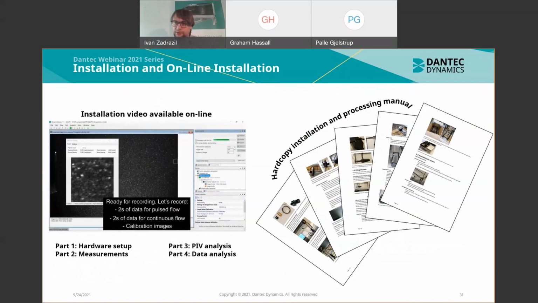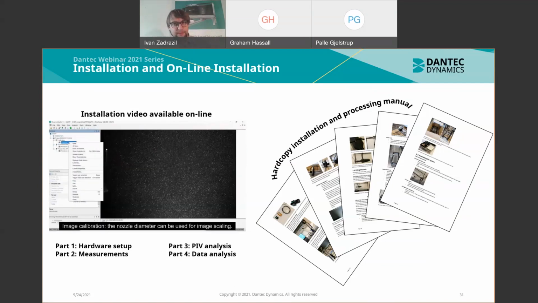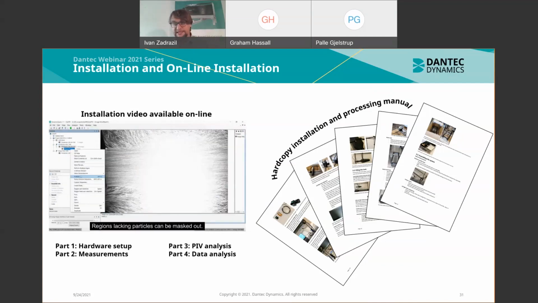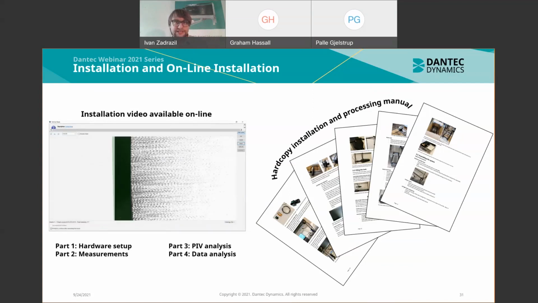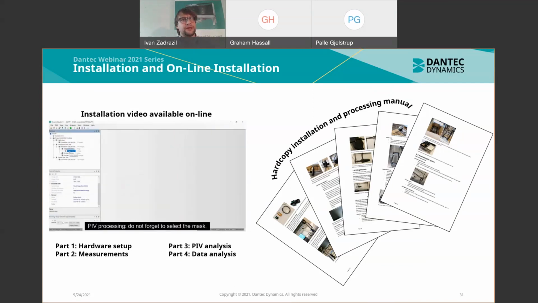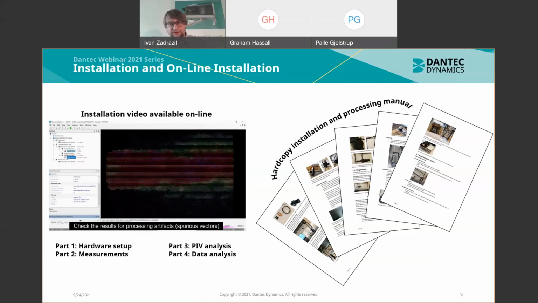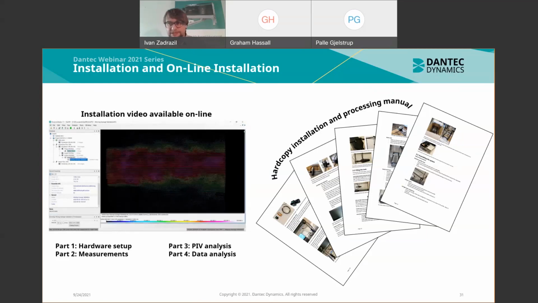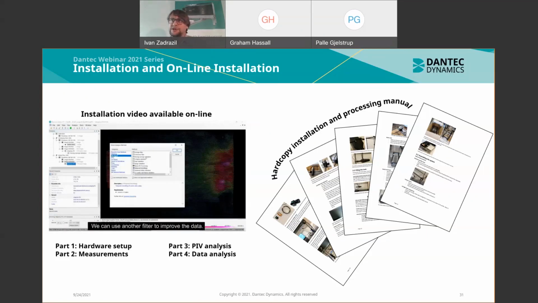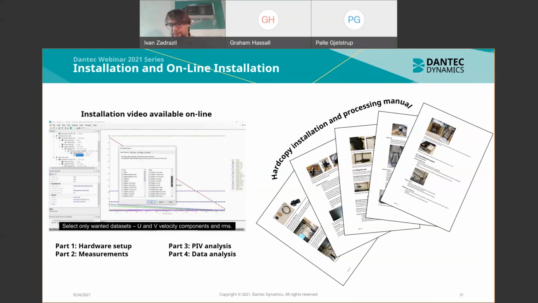In part 1, we go through the hardware setup, so how to connect everything. In part 2, we explain how to do the measurements. In part 3, we go through the PIV analysis, including image pre-processing. At the moment the animation is showing part 3, but in part 4, we extract additional information out of the velocity vector maps, such as velocity profiles, Reynolds stresses, vorticity, and so on. And of course, the system comes with a hard copy installation and processing manual where we go through the hardware setup and measurement procedures step by step.